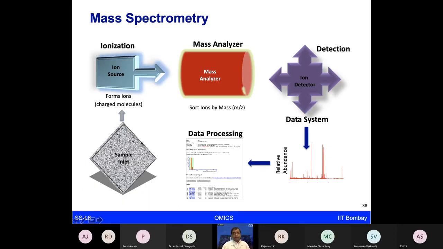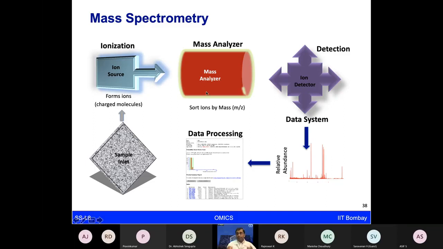So broadly, as I showed you earlier, you can put your sample in the nano LC or UHPLC, that is the sample inlet, which is the liquid chromatography part. Then from there, the ionization source comes, which is, let's say, electrospray ionization, where you can ionize your protein in solution form or peptide in solution form to now change to the gaseous ionized forms.